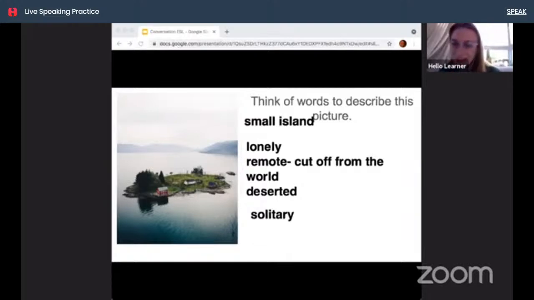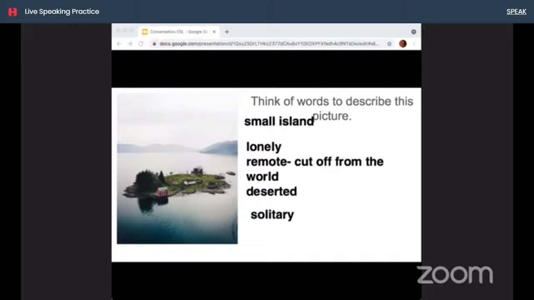Excellent. Sangeeta says it's a peaceful place. Yeah, it does look peaceful. It's a good word. Silent. Looks like it's quiet. Yeah, Vipul, do you have a question?